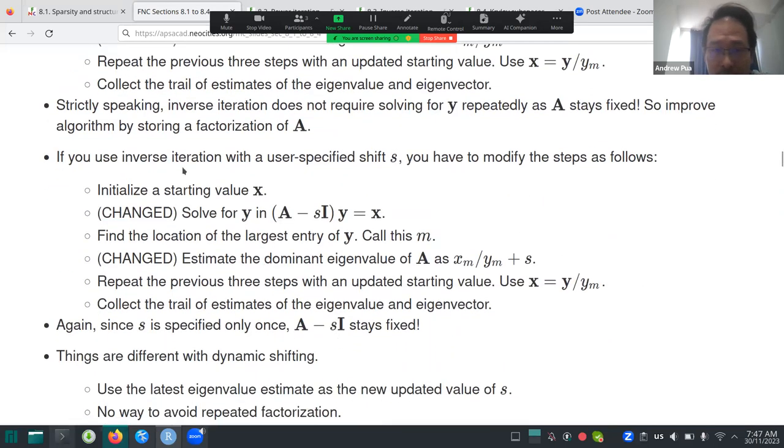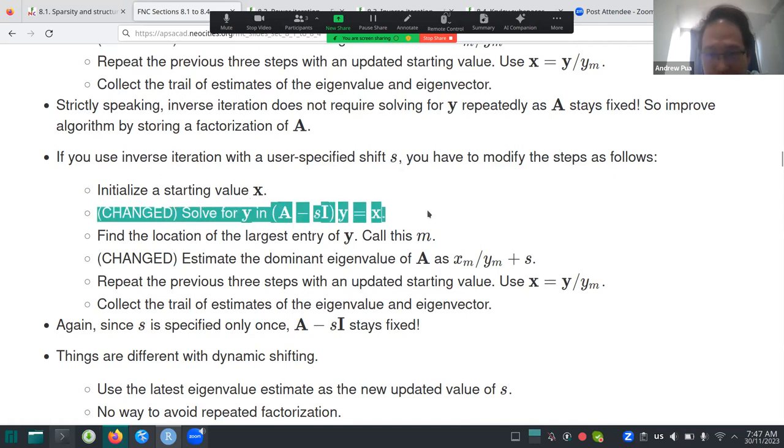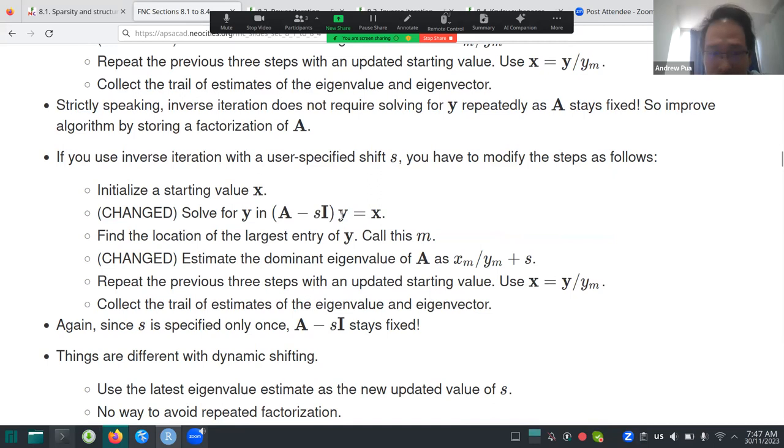And then if you use inverse iteration with a user specified shift S, what are the things that will change? It's again those same two steps that will change. So instead of A times Y, you have A minus SI. And then instead of estimating the dominant eigenvalue by X divided by Y, you undo the shift. So you add S. And essentially that's it.